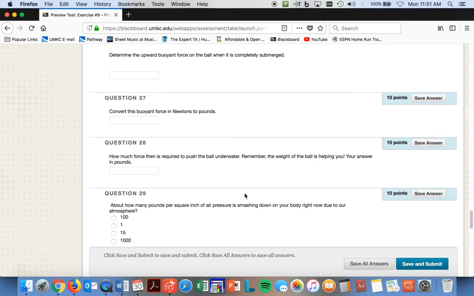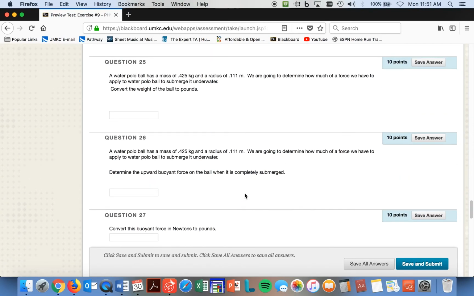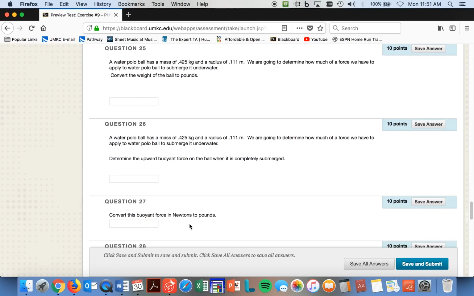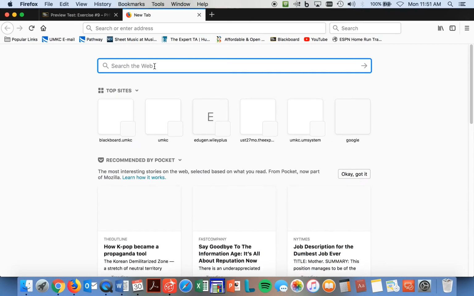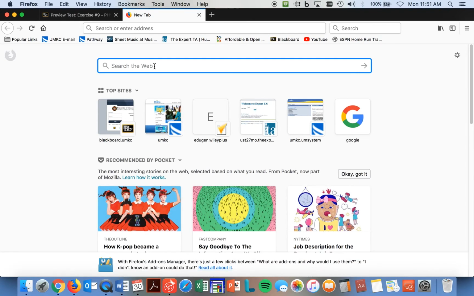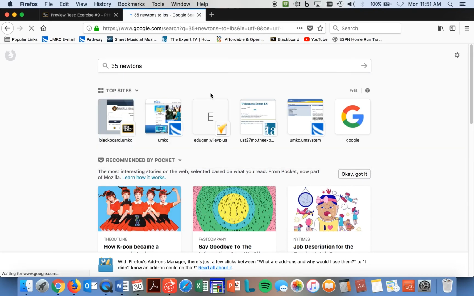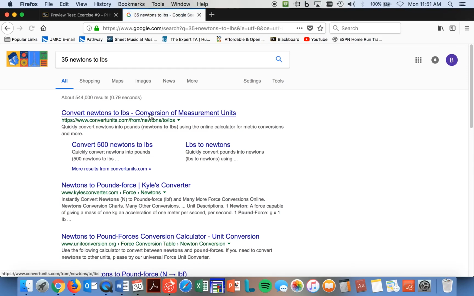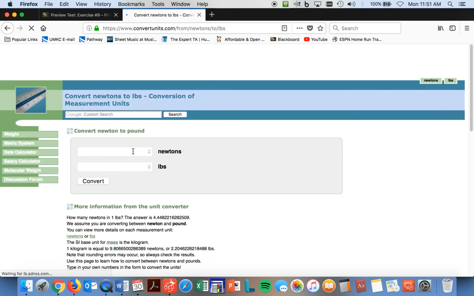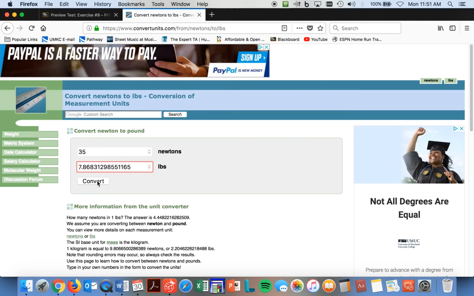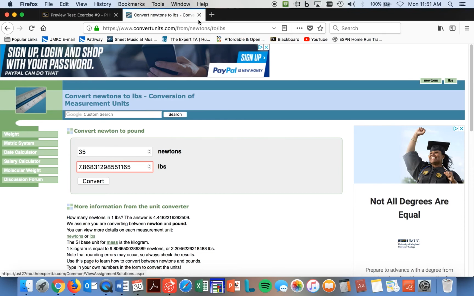All right. So the buoyant force, which is kind of a cool thing too. When you convert the buoyant force in newtons to pounds, just go newtons to pounds on Google. It'll look like this. Say I've got 35 newtons to pounds. 35. Here's a table I've never seen before. 35 convert. There it is. So you can do that kind of stuff.